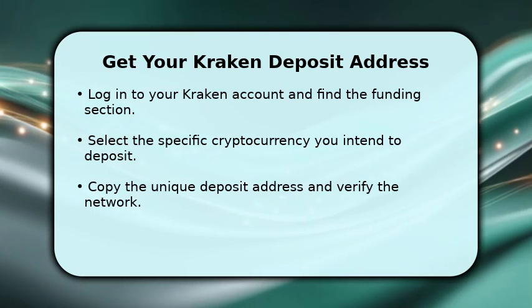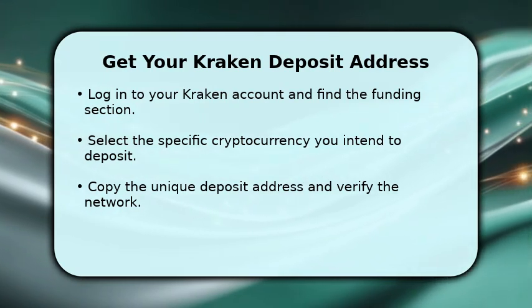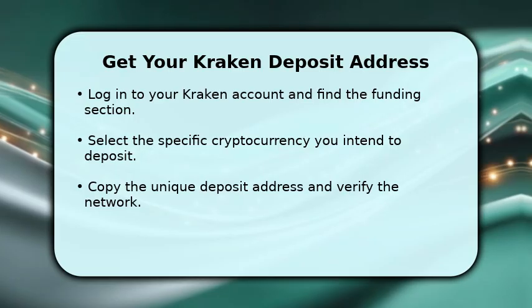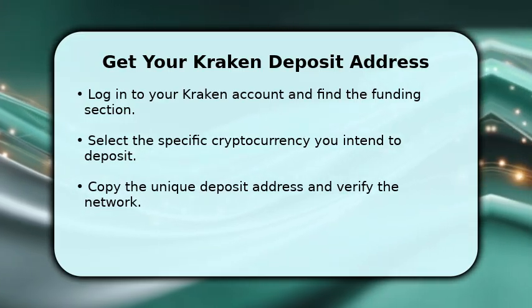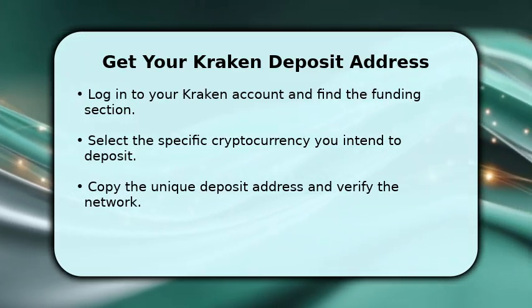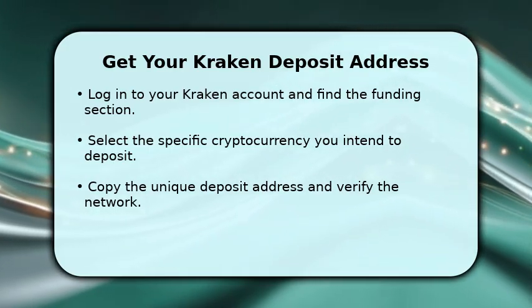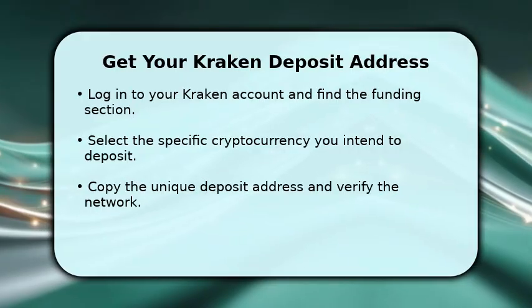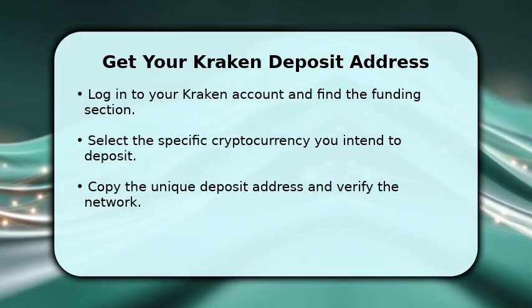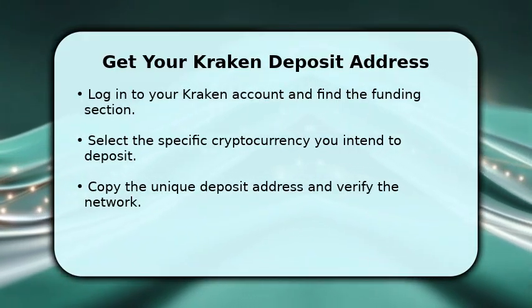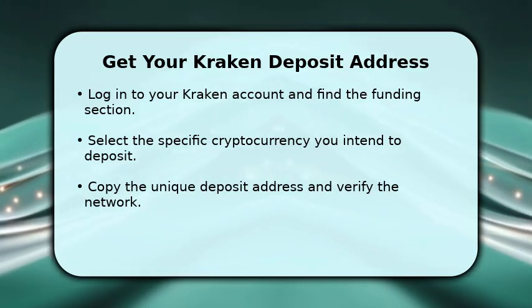To begin, log into your Kraken account and navigate to the funding section. Here, you'll select the specific cryptocurrency you wish to receive. It's crucial to choose the correct network, for example, ERC20 for Ethereum-based tokens. Once selected, a unique deposit address will be generated. Carefully copy this address. You'll need it for the next step.